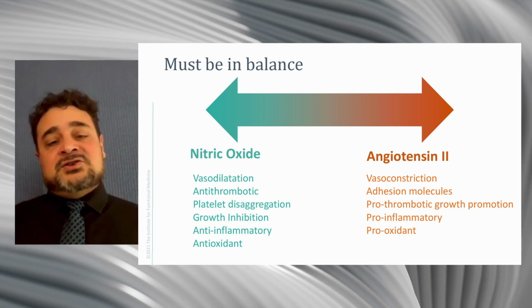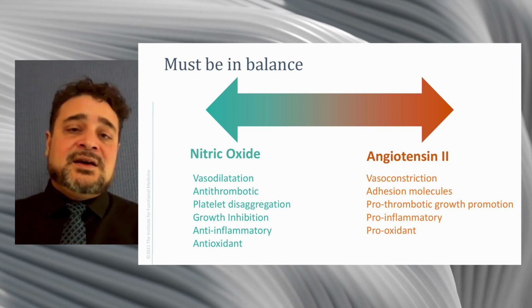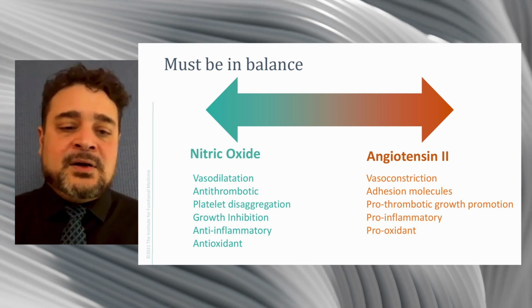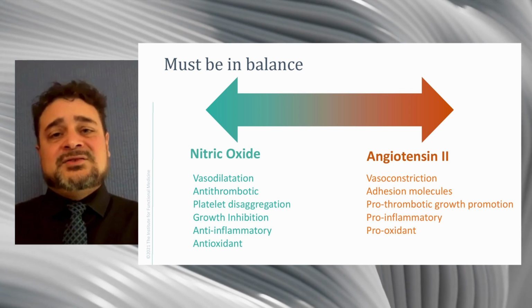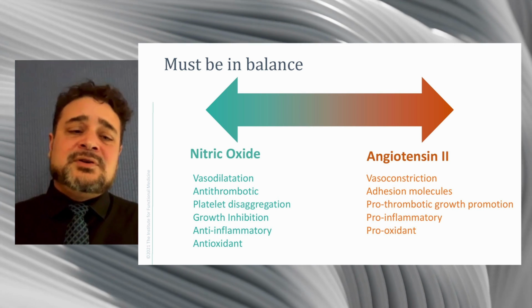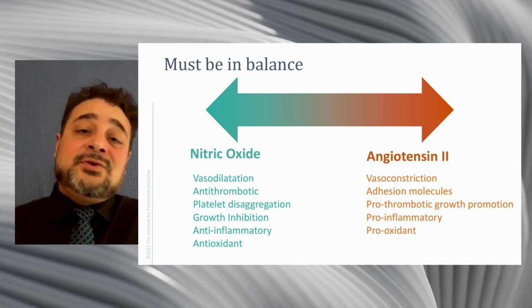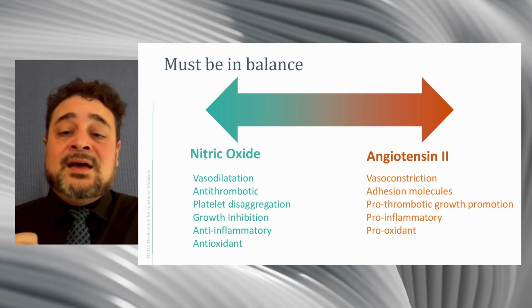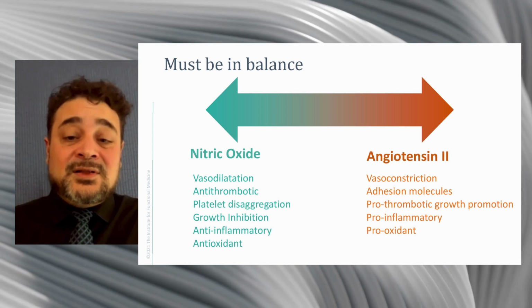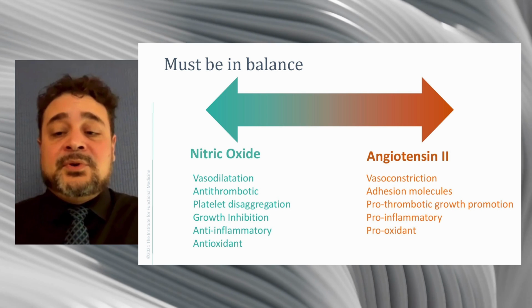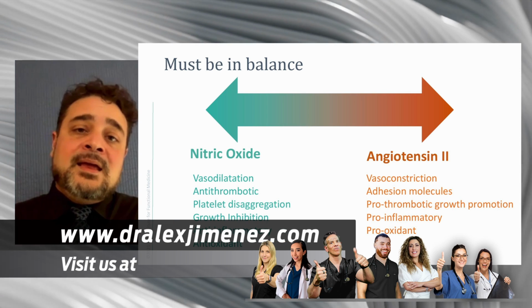Nitric oxide and angiotensin II must be in balance. Nitric oxide causes vasodilation and has an antithrombotic effect. It can help with platelets. It stops platelets from sticking so much. It can cause growth inhibition, it can cause anti-inflammation, and it has antioxidant function. On the other side, you have angiotensin 2. Angiotensin 2 causes vasoconstriction. It causes adhesion molecules, prothrombotic growth promotion, a pro-inflammatory, and a pro-oxidant response.